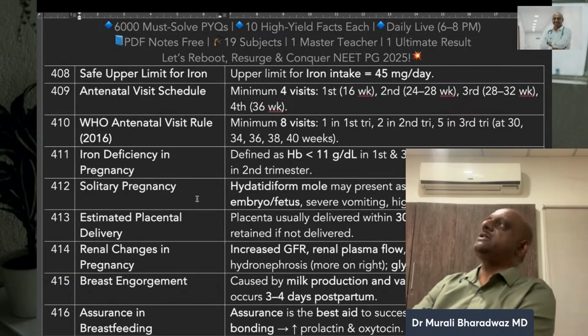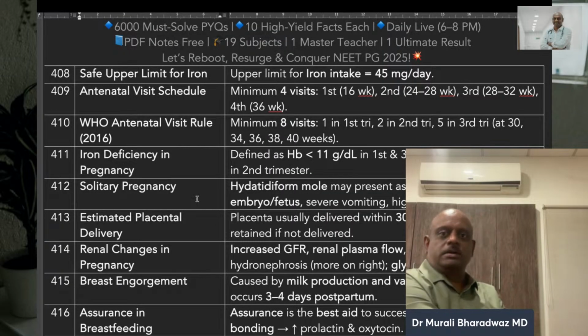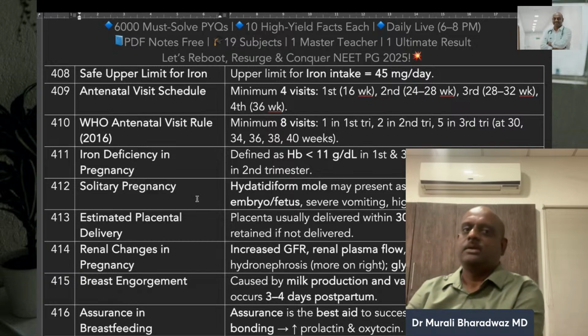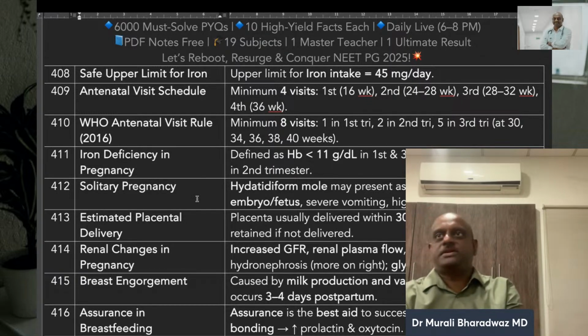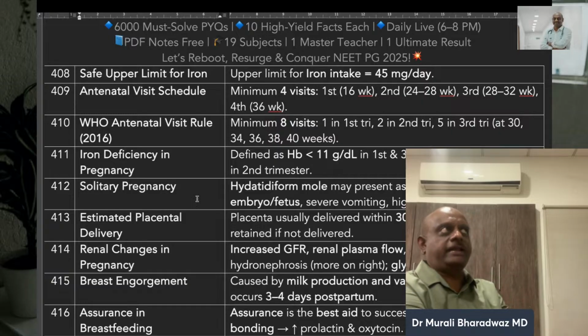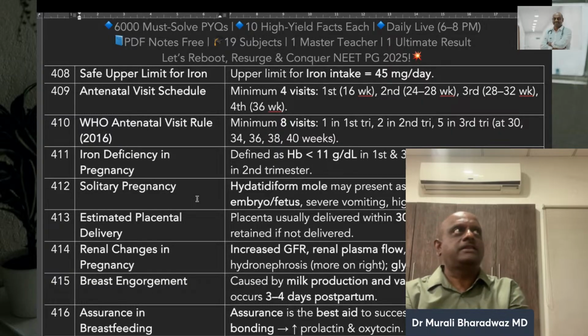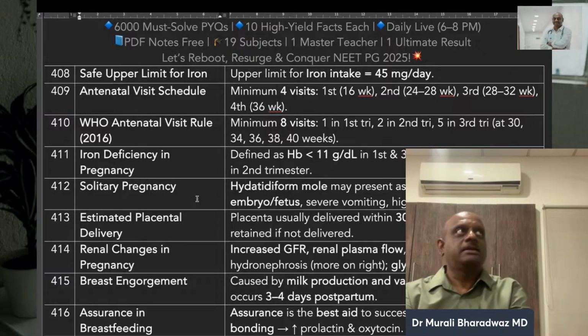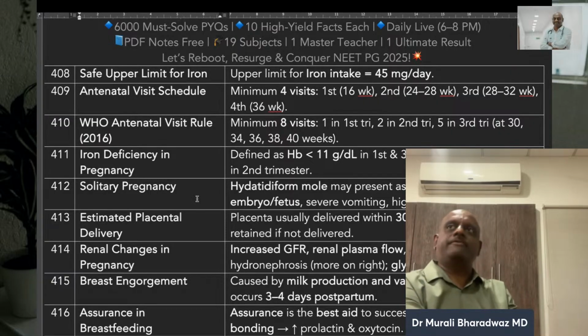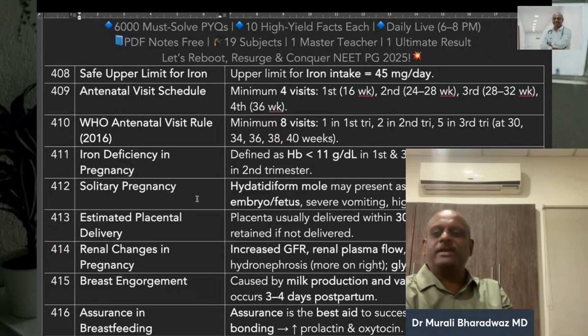How many antenatal visits should a woman ideally have? First at 16 weeks, second is 24 to 28, third is 28 to 32, fourth is 36 weeks. Okay? But WHO said 8 visits. First in first trimester, second in second trimester, fifth in third trimester. But you need to increase in third trimester. 30, 34, 36, 38, 40. Okay? Nowadays, nobody is taking it to 40.